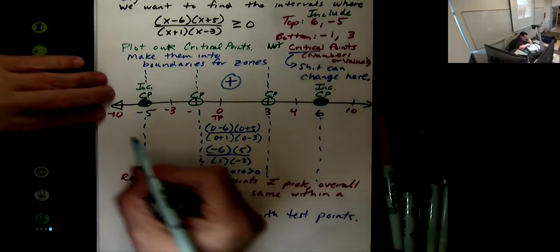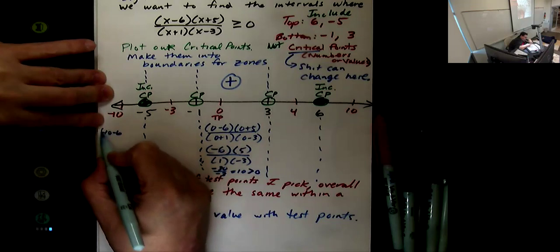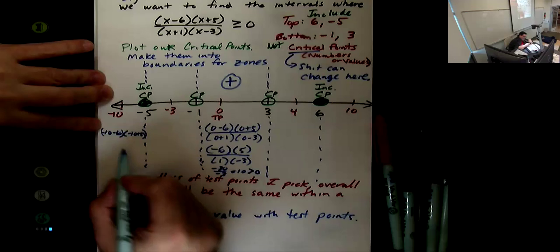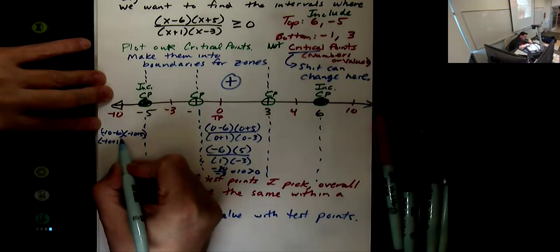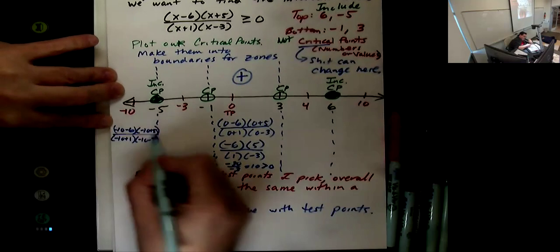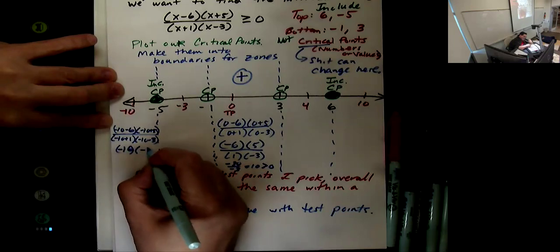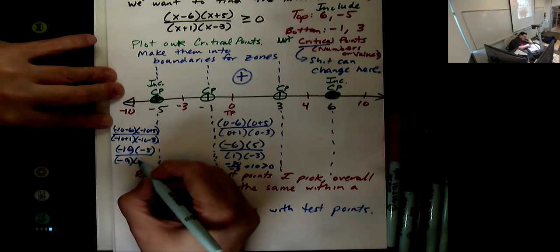I'll do another region the same way, and I'm going to illustrate why the current way that I'm doing it sucks. I'm plugging in my test point, which is -10. And I'm going to give myself a lot of room. That's -16 times -5 over -9 times -13.